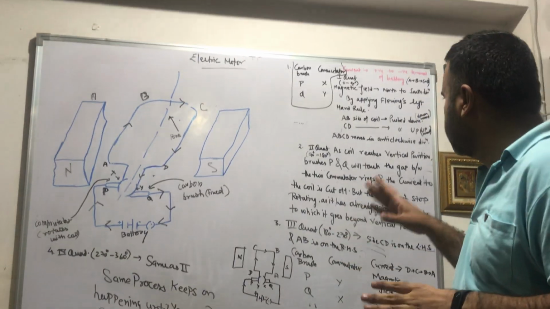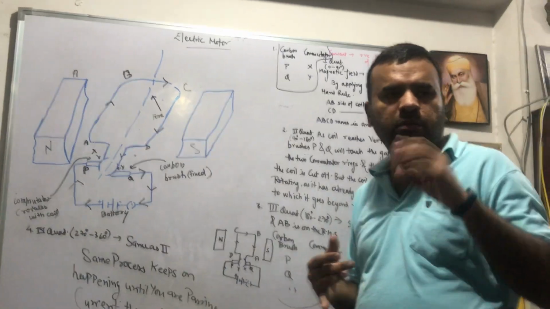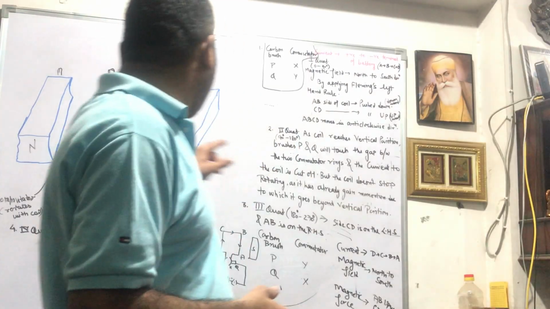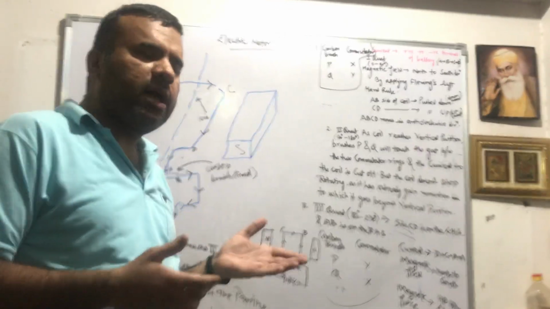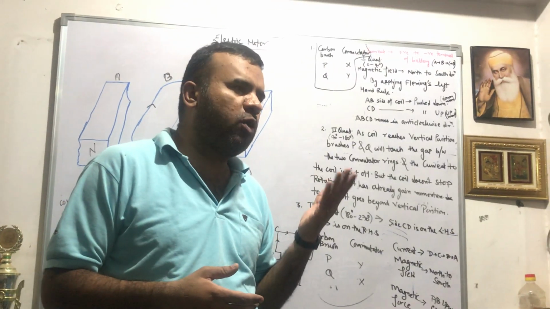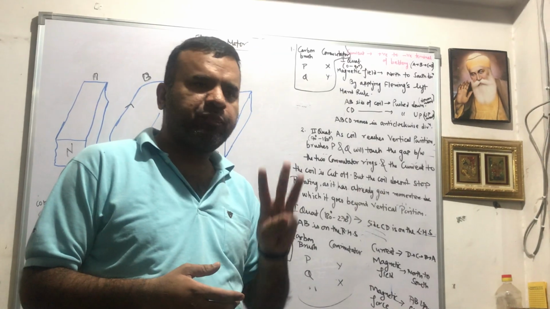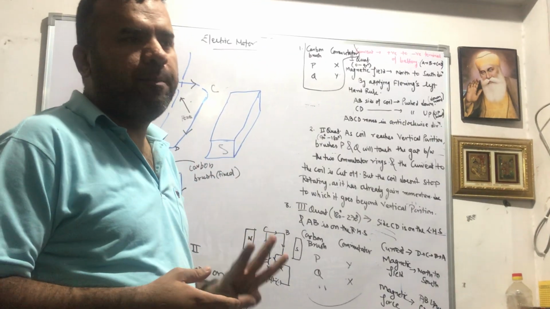Next, if you apply Fleming's left hand rule, you have the direction of current with you. Current is moving via the A, B, C, D path. You know the direction of magnetic field is always from north to south pole. And third, the direction of magnetic force.